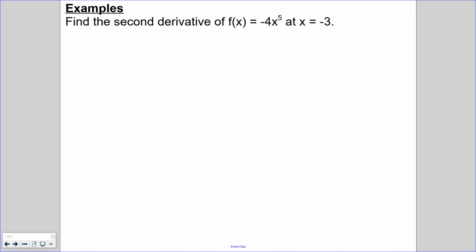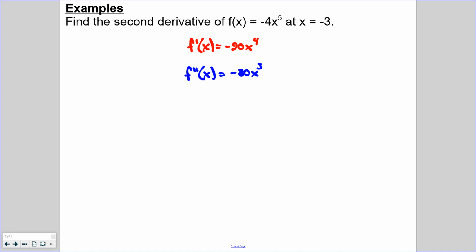All right, our next example is asking us to find the second derivative of the function negative 4x to the fifth, but this time it wants us to find the second derivative at the x value, negative 3. So, as always, or not always, but as of today, in order to find the second derivative, we need to find the first derivative first. So, f prime of x is going to be, let's see, negative 20x to the fourth. And then we need to take the derivative again to find the second derivative, which will give us negative 80x cubed.